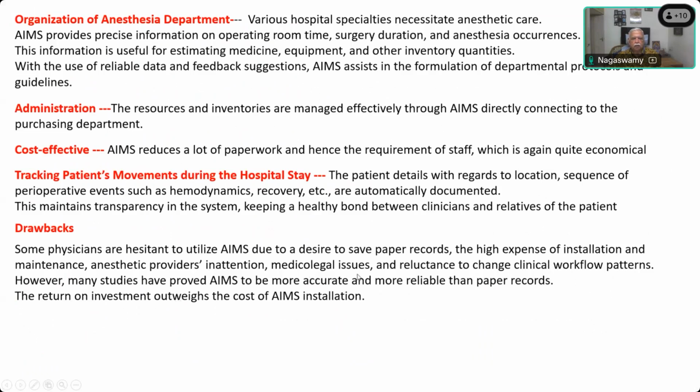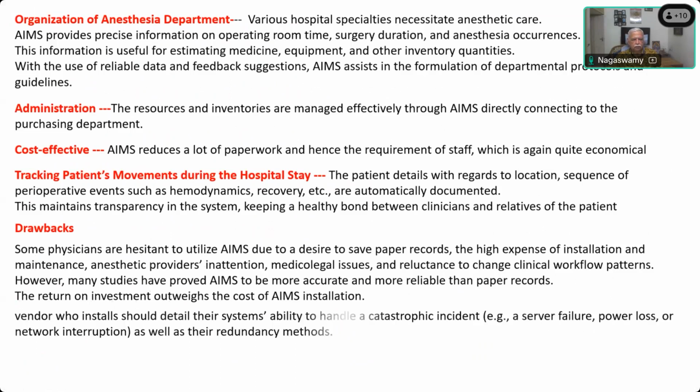Many studies have proved AIMS have become more accurate and more reliable than paper records. This is a very important point that you have to remember. And return on investment outweighs the cost. Even though the initial cost is high and clinicians are hesitant, these are the two things which are holding back AIMS from becoming a routine affair in all hospitals.